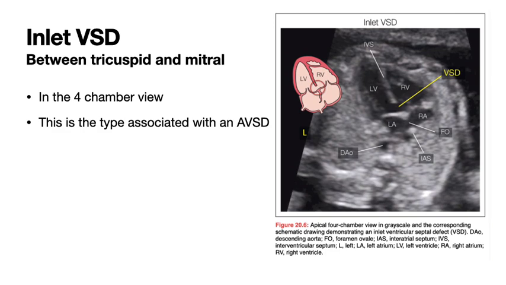This happens to be the type that is associated with an atrioventricular septal defect. We said that the ASD is a primum type, and we're telling you now that the one for the ventricle is the inlet. So an AVSD is basically an inlet VSD and a primum ASD.